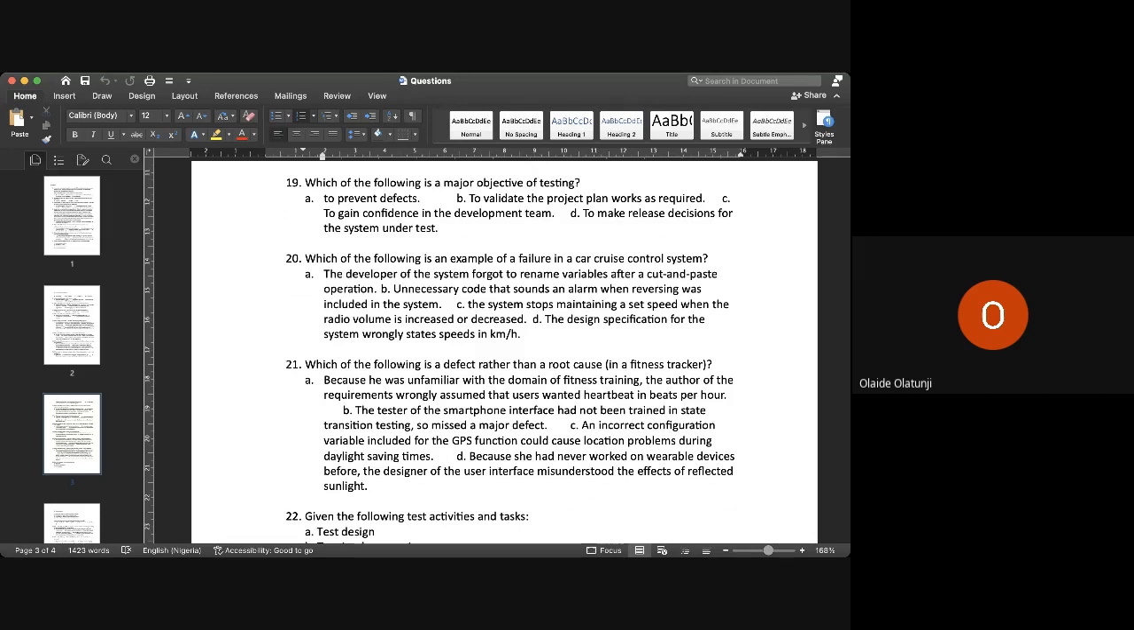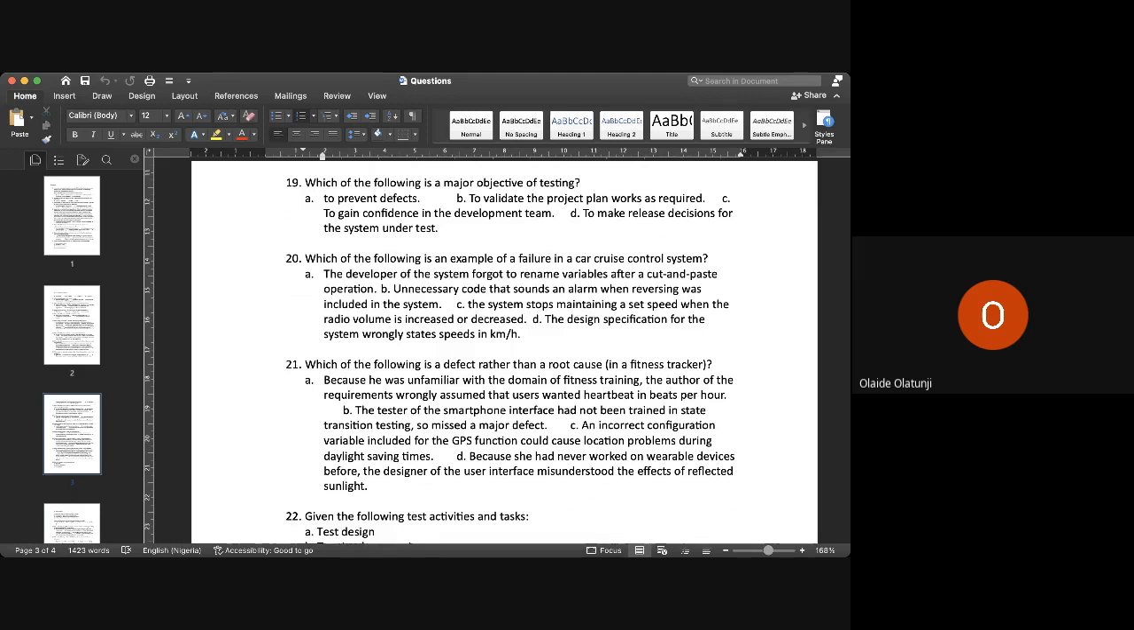The developer of the system forgot to rename. Unnecessary code that sounds an alarm when reversing was included in the system. Yes, now that one is correct. Like there should be an alarm when reversing. When reversing, the design specification for the system wrongly states speed in kilometers per hour. No, now your speed should be in kilometers per hour.